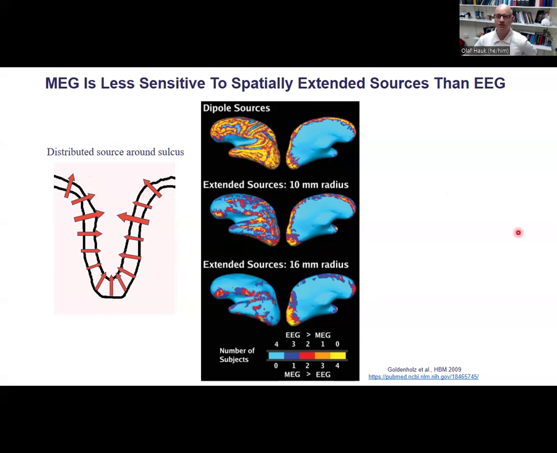So there is no simple answer to what's better, EEG or MEG. You need to know the properties of these types of measurements and see which of these methods is suitable for your particular problem.